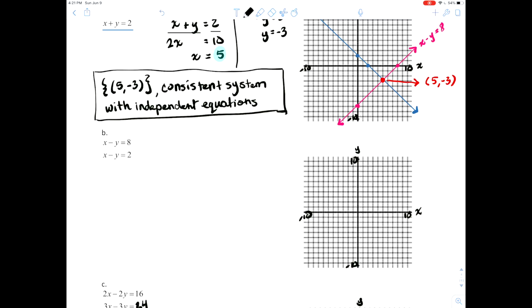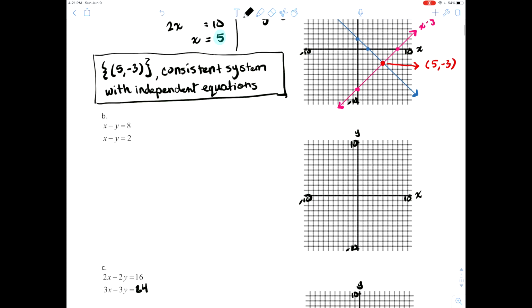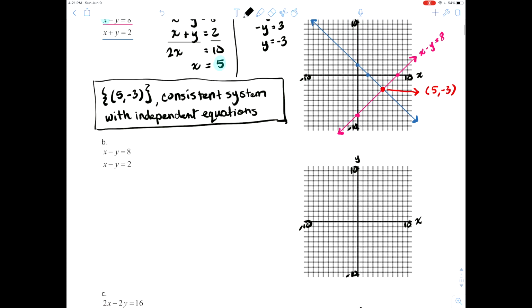So now let's see how the next two went. Notice that the first equation is exactly the same. So I'll do it in the same color real quickly so we don't waste time.